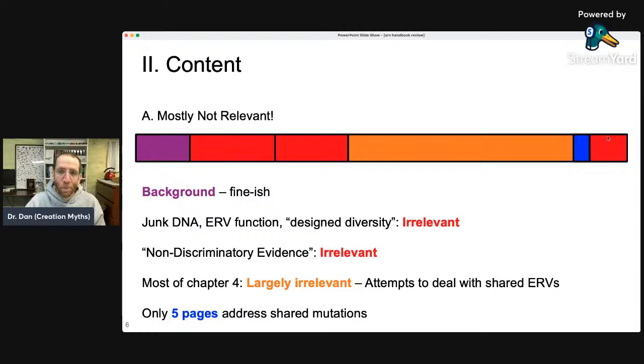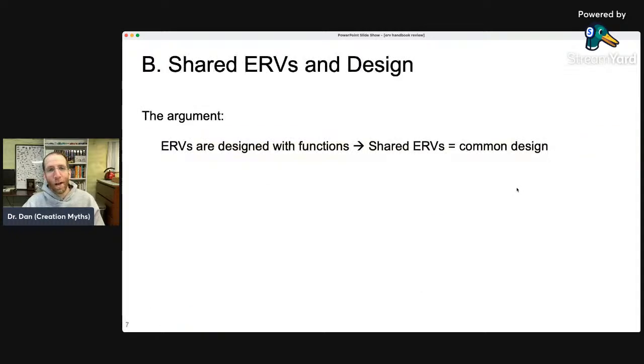And then this end here, I'm going to keep that a secret for you. I'm not going to spoil that surprise yet, but suffice it to say, the end of chapter 4 is a twist ending that I did not see coming. And I hope you like it when we get there. So let's talk about these 2 arguments. First, we'll talk about shared ERVs and design.